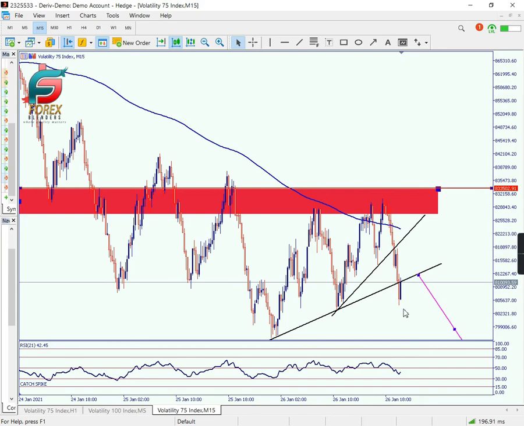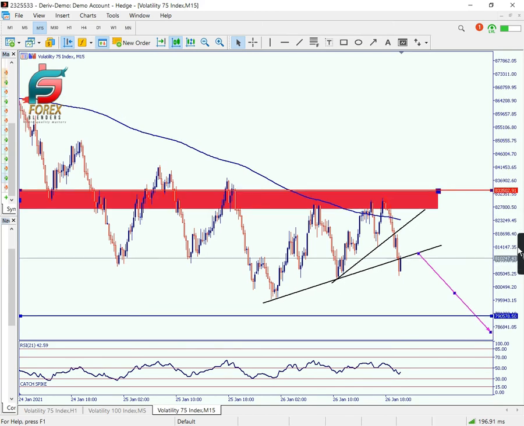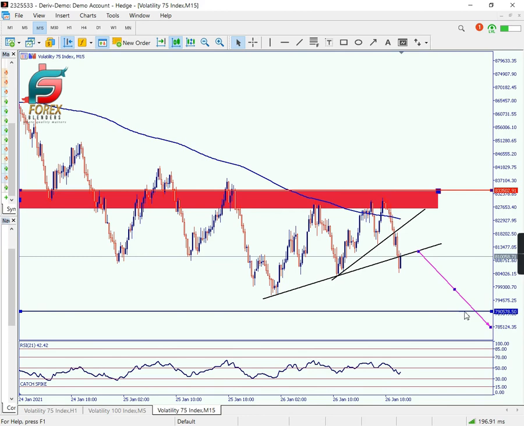This kind of setup you cannot ignore. So use trend line for entry. I use the trend line for my entry, entry 1, and then we have entry 2, and by tomorrow I'm expecting the market to hit our TP here.